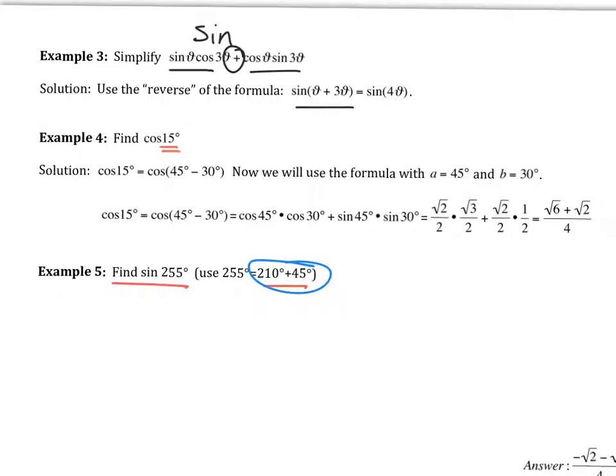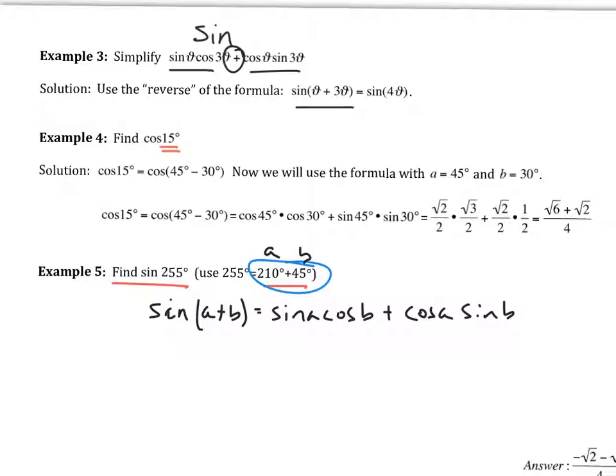Okay, flipping back to the other page if you need it, sine of A plus B is equal to sine A cosine B plus cosine A sine B. That's what you've got to remember, okay? And then the 210 is like your A, and the 45 is like your B. And that's what they were showing in the example above, okay?